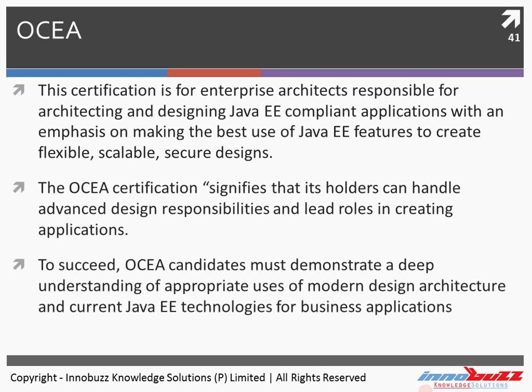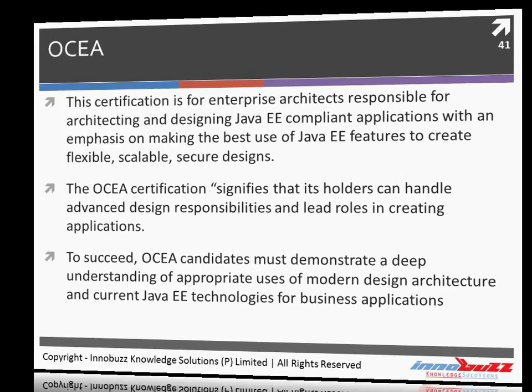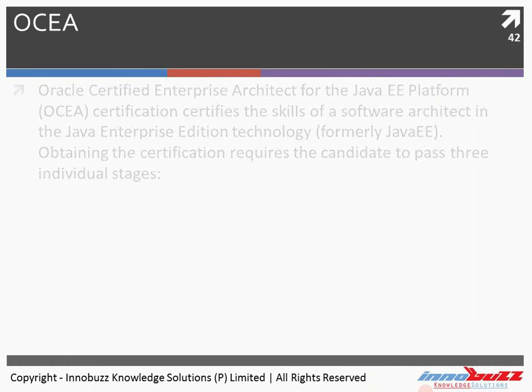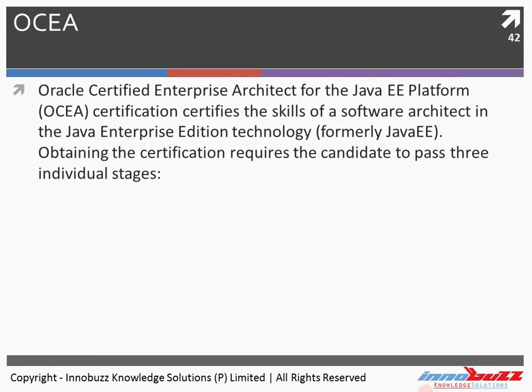To succeed in this certification, candidates must demonstrate a deep understanding of appropriate uses of modern design architecture and current Java EE technologies for business applications. Oracle Certified Enterprise Architect for Java Enterprise Edition platform certification certifies the skills of a software architect in the Java Enterprise Edition technology.